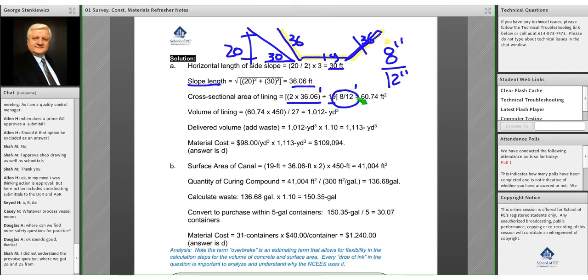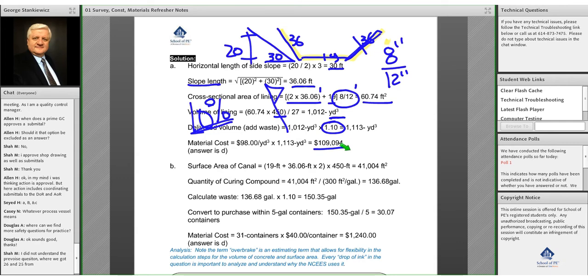8/12 foot, and so that entire area is 60.74. It's 450 foot long. Divide that out, get cubic yards. Don't forget the 10%. As I said, you'll forget the 10% if you're not conscious of it during your analysis. Add that and you get your final answer.